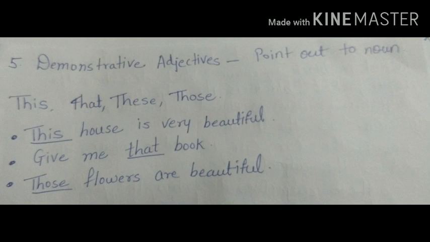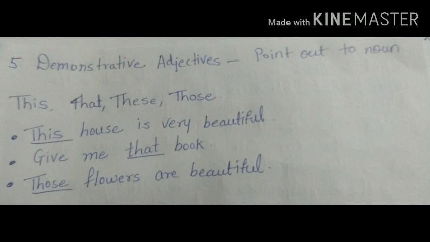Let's see the second example. Give me that book. Here book is a noun and describing word is that. It points out the book. It tells the specific book we are talking about. So here that is a demonstrative adjective.